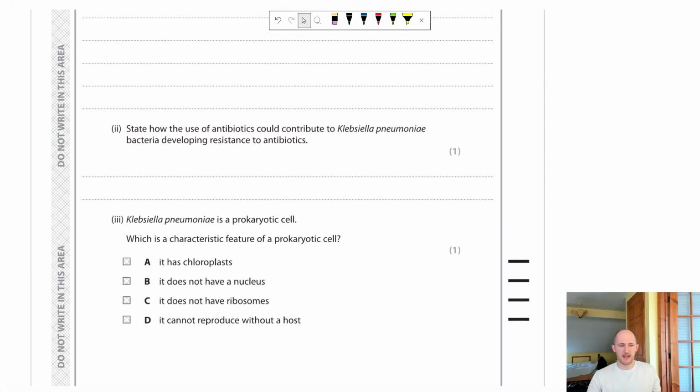State how the use of antibiotics could contribute to this bacteria developing resistance. Well, when you use antibiotics, if you do not complete the course, or it's overused, then it leads to antibiotic resistance. So you can say people not completing the course.